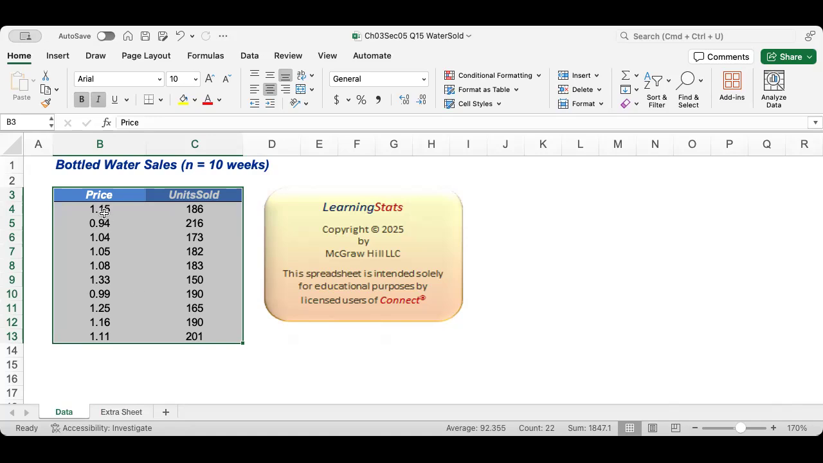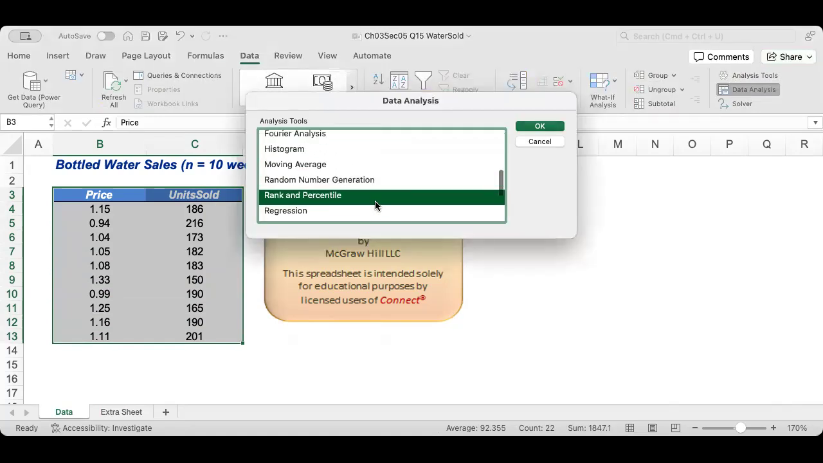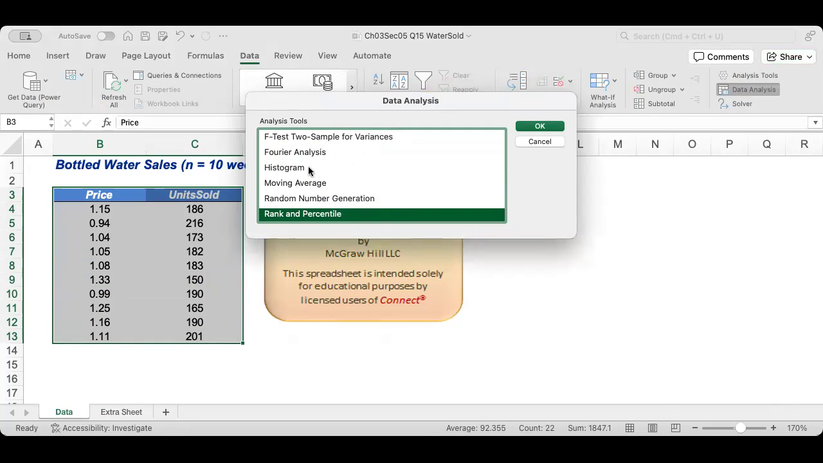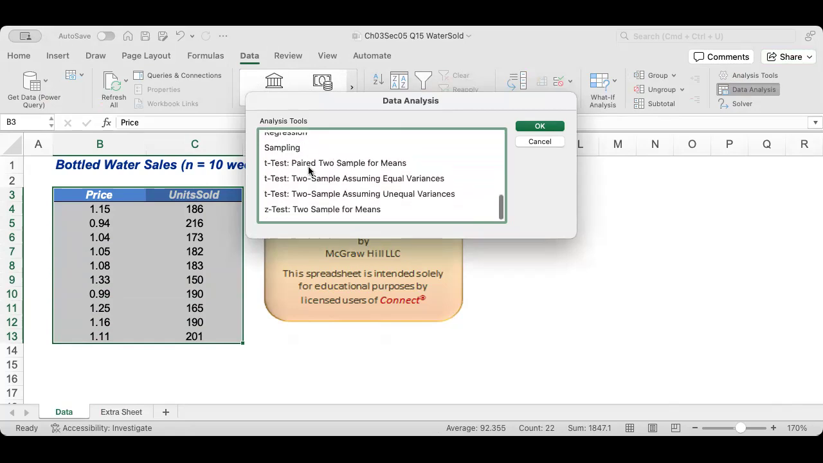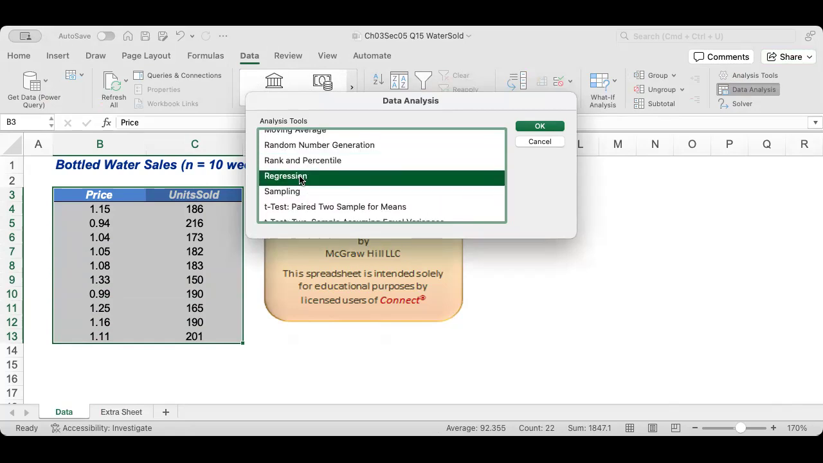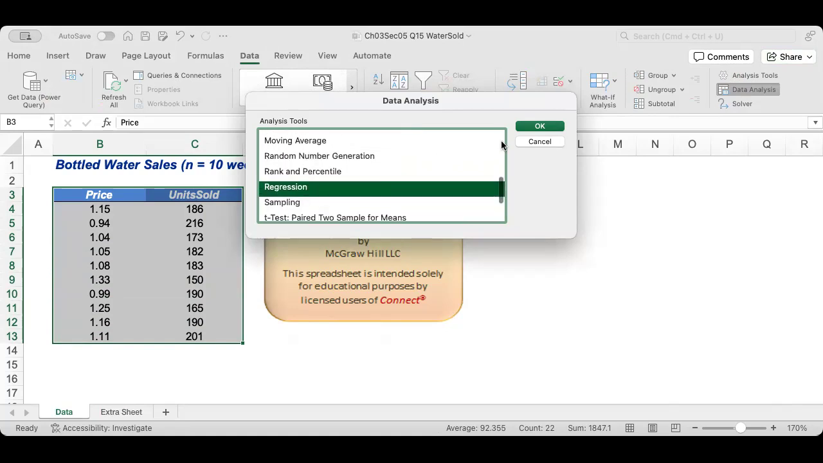So we plot data analysis. Histogram gave me bar charts. This time, I want a scatter or a regression. So I'm going to do a regression. Is the scatter plot direct in here? No. So we'll do it under regression.